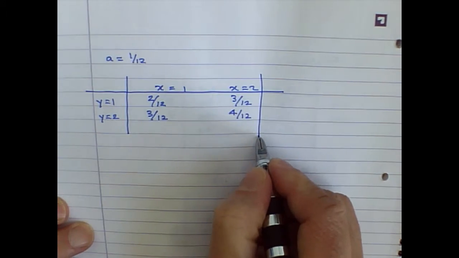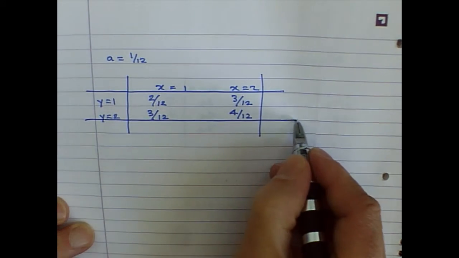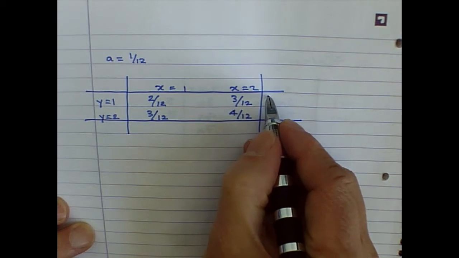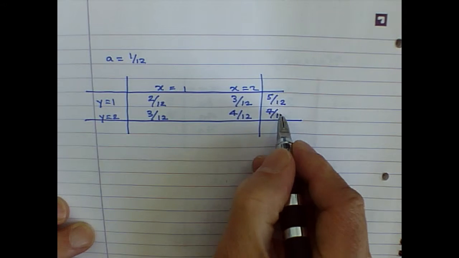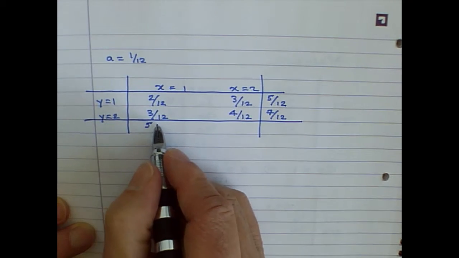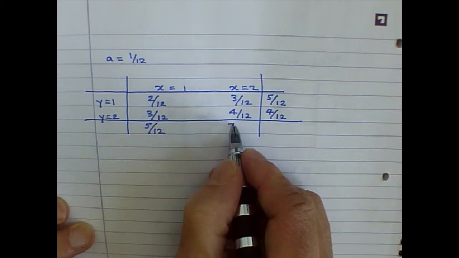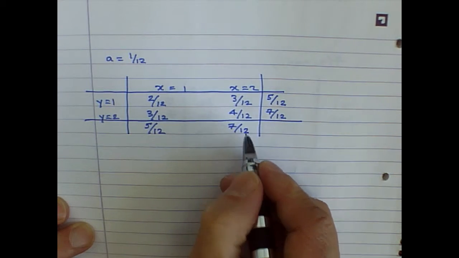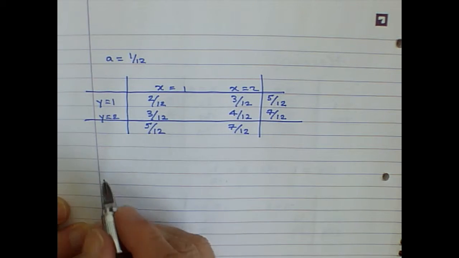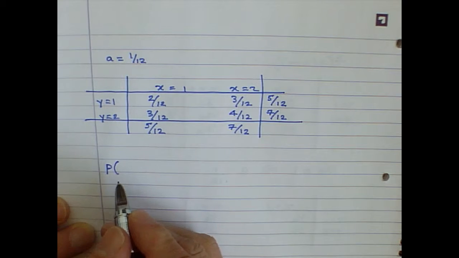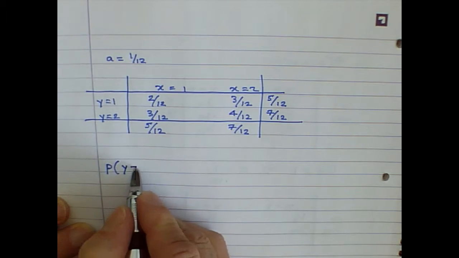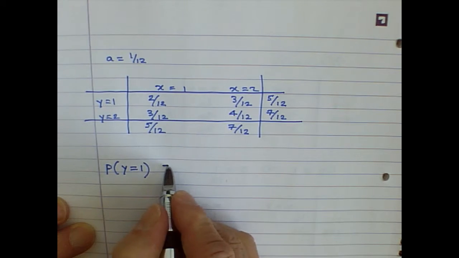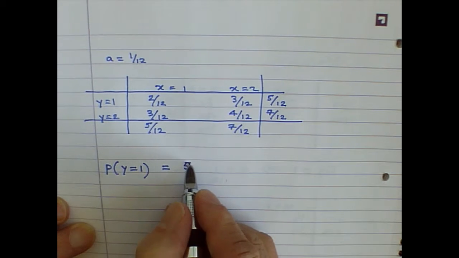And again, we can calculate the marginal probabilities by taking the row and the column sums. So we have 5 over 12, 7 over 12, and again 5 over 12 and 7 over 12. It follows that the probability that y takes on the value 1 is equal to the marginal probability 5 over 12.